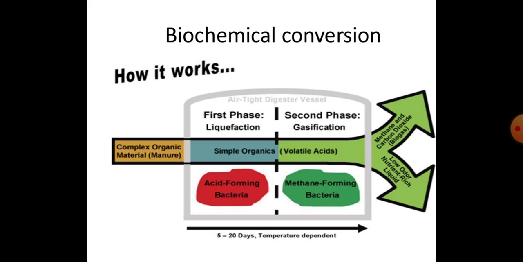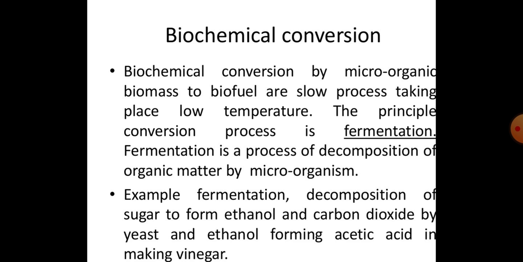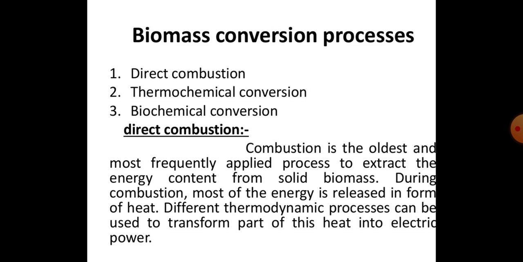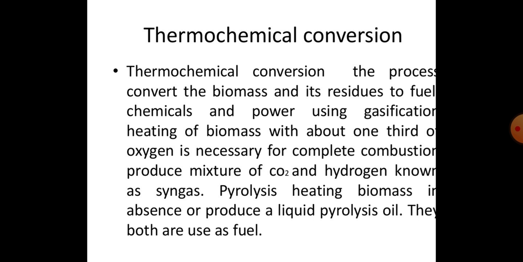In this, volatile acids are created, that are methane and carbon dioxide, that is CH4 and CO2, which is biogas that we can use directly as a cooking fuel, and another is a low odor nutrition rich liquid, which we can also use as fuel. So these were the three conversion processes: biochemical conversion, thermochemical conversion, and direct combustion.